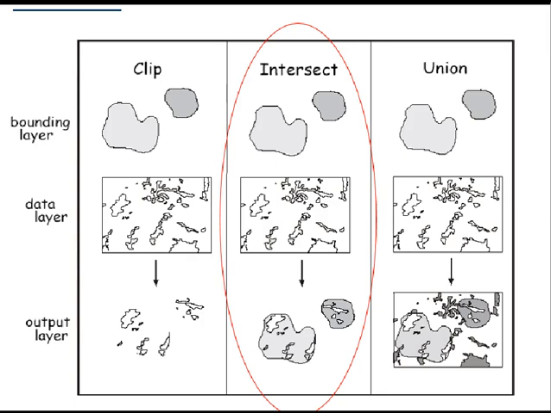And here we see an example of that. We have the intersect between the two polygons, and the polygons themselves are included in the output, unlike the clip operation, as well as the data they bound in the second layer.